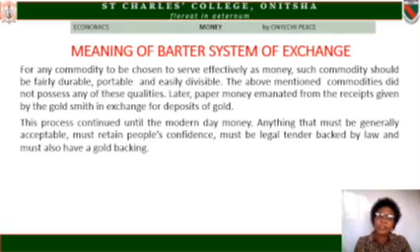For any commodity to be chosen to serve effectively as money, such commodity should be fairly durable, portable, and easily divisible. The above-mentioned commodities did not possess any of these qualities. Later, paper money emanated from the receipts given by the goldsmith in exchange for deposits of gold. This process continued until the modern-day money. Anything that must be generally acceptable must retain people's confidence, must be legal tender, backed by law, and must also have a gold backing.